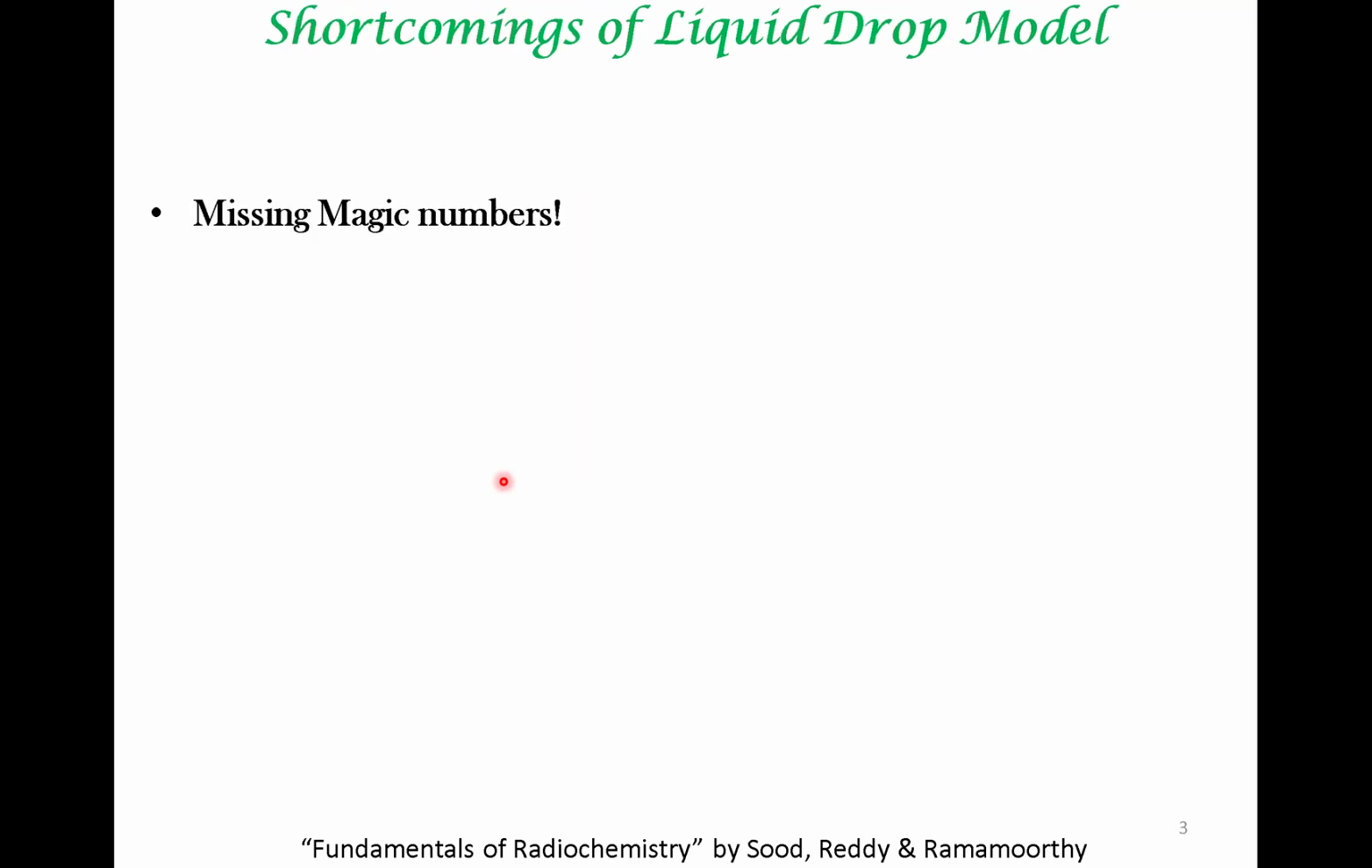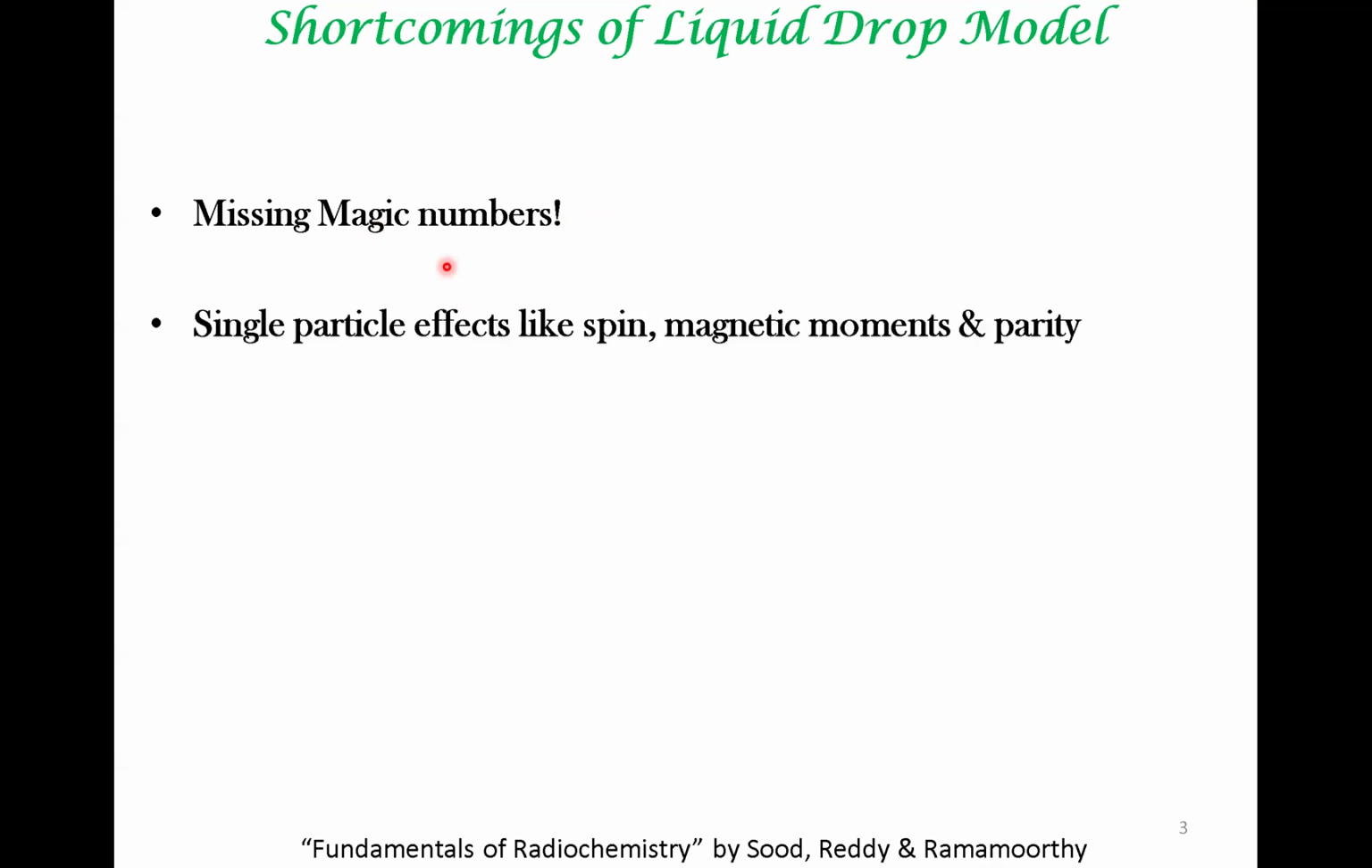But what it couldn't do was rationalize the experimental observation of magic numbers: why are some nuclei much more stable than the nuclei in the vicinity, with, let's say, similar A and Z? That was not rationalized by the liquid drop model. Despite the liquid drop model being able to rationalize many things, it was not able to give a clue on magic numbers.